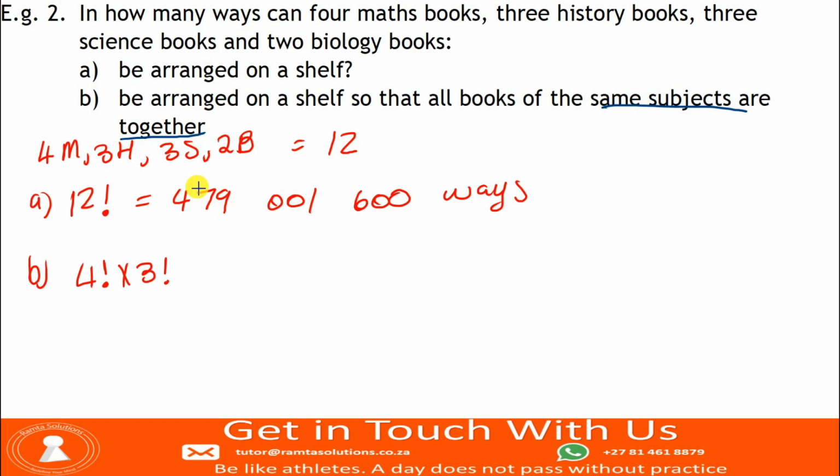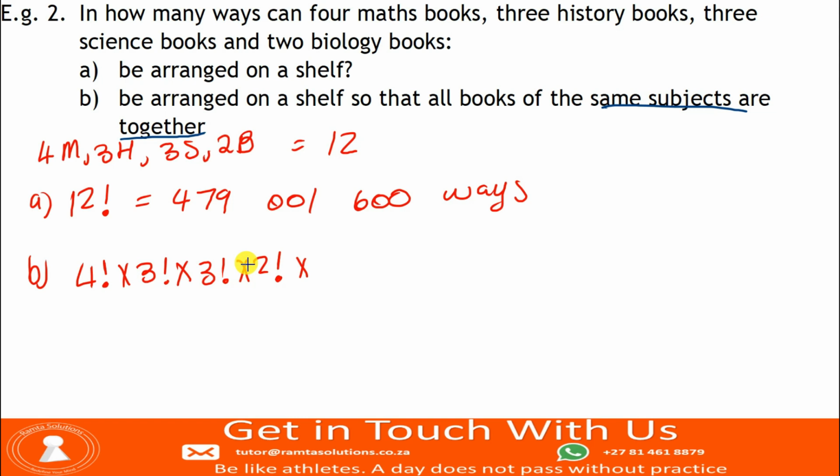Now, what do we have? For maths, we have 4 factorial ways of arranging them. History, we have 3 factorial ways. Science, we have 3 factorial ways. Biology, we have 2 factorial ways. However, since we are taking books of the same subject together, we are grouping them.